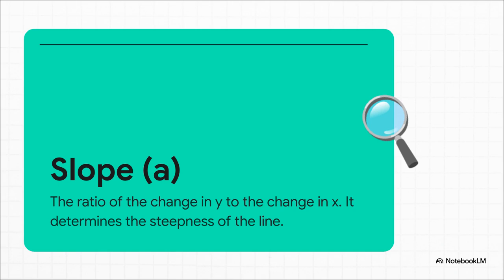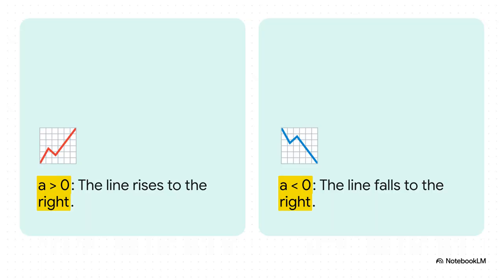And this is all about the line's direction and its steepness. You know, is it a gentle little hill or is it a super steep mountain? The slope, a, tells us exactly that. It's basically the instructions for how far up or down you go for every single step you take to the right. And the rule here couldn't be simpler. If a is a positive number, the line is going to be climbing upward as you look at it from left to right.